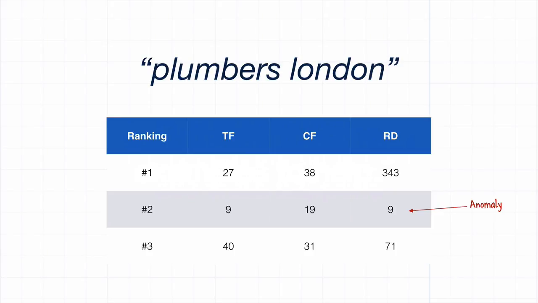And then the second ranked site had trust flow 9, citation flow 19, and 9 referring domains. And then the third site had 40, 31, and 71. So what immediately stood out to me when I checked this is that the site ranking number 2 is an anomaly. It's very weird that all the other sites, or at least just quick check anyway, had way more referring domains, way better metrics, and are ranking below them even. So it's kind of weird that they're ranking so well with that.